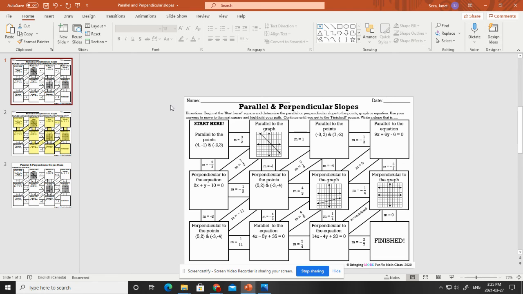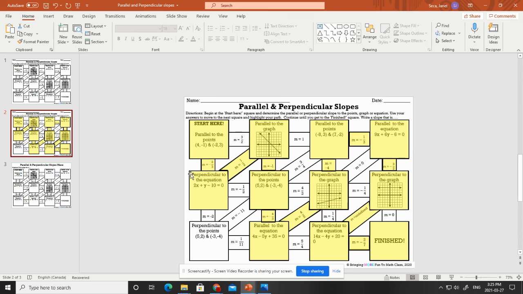So instead of me having the pieces already made, they'll use a highlighter and then they can trace their path like they would be doing a typical maze. So that's the same thing. And then I do have the solutions there for you so that you can check students' work. So that's what's included in this download.